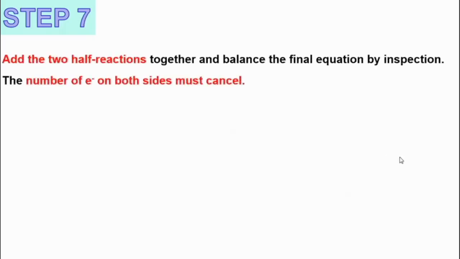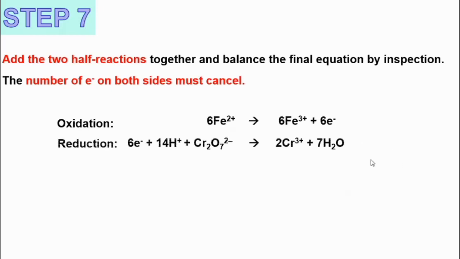Next, step 7. In the 7th step, we are going to combine, or add up, the two half reactions, and finally we are going to balance the final equation by inspection. And remember, the number of electrons on both sides must be cancelled. Now let's look back at the two half equations that we have already balanced individually. This is the first half equation for the oxidation reaction, and this is the second half equation for the reduction reaction. Since both are separate half equations, we are going to combine, or add up, these two half equations to produce the final equation, or the full redox equation.